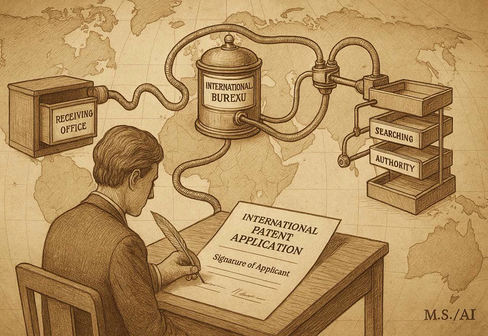Right. The MPEP is the rule book, but our goal here is to translate it into something practical for you, whether you're deep in prosecution, studying, or maybe just curious about how global innovation actually gets protected. And today, we're zooming in on a very specific but really important detail in Chapter 1800. That's the chapter on the Patent Cooperation Treaty, the PCT. Yes, the PCT. Our target today is MPEP Section 1820, Signature of Applicant.